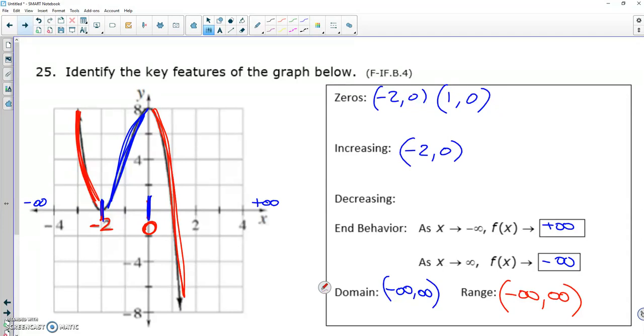Now for decreasing, we've got two sections. We're going to come from negative infinity to -2. And then there's a break in the graph, so we put a union. And then we're going to start up, head downward at 0, and head over to positive infinity. So from 0 to infinity is the second.